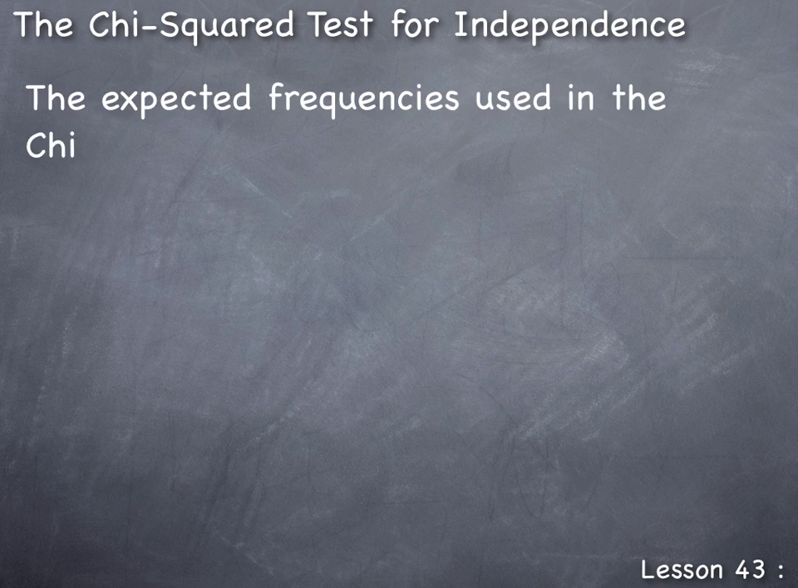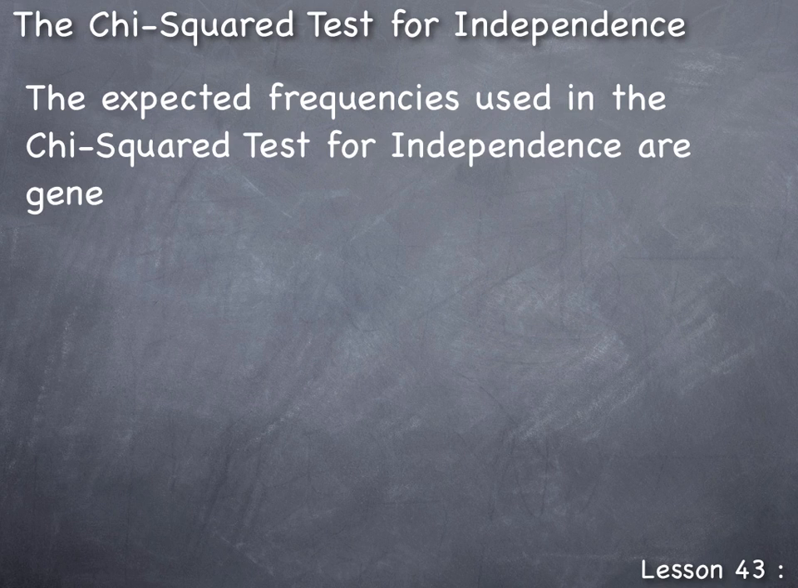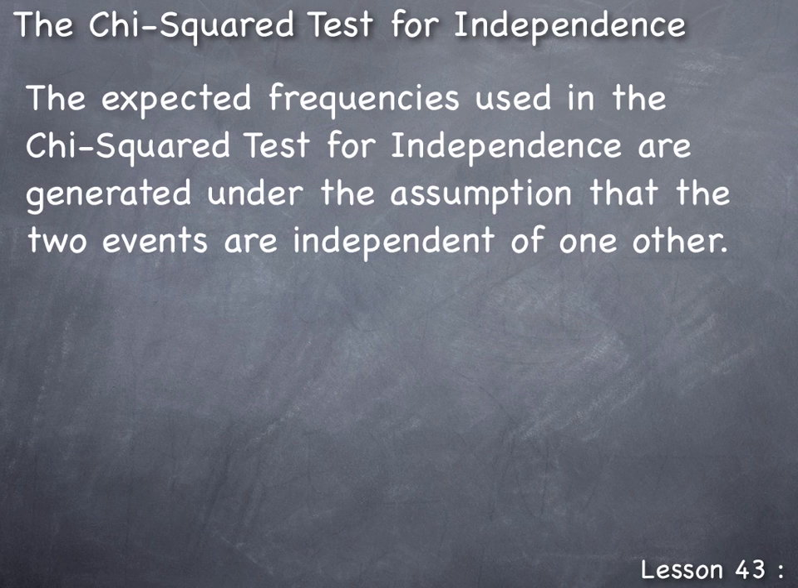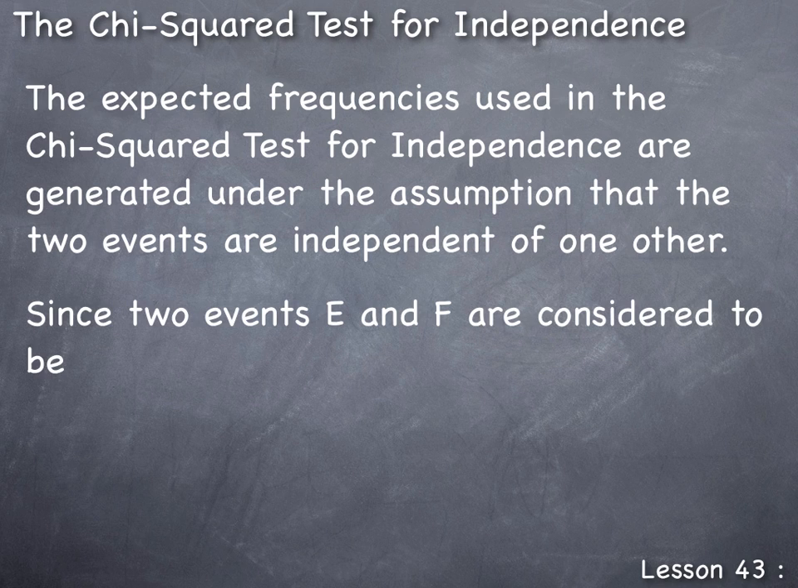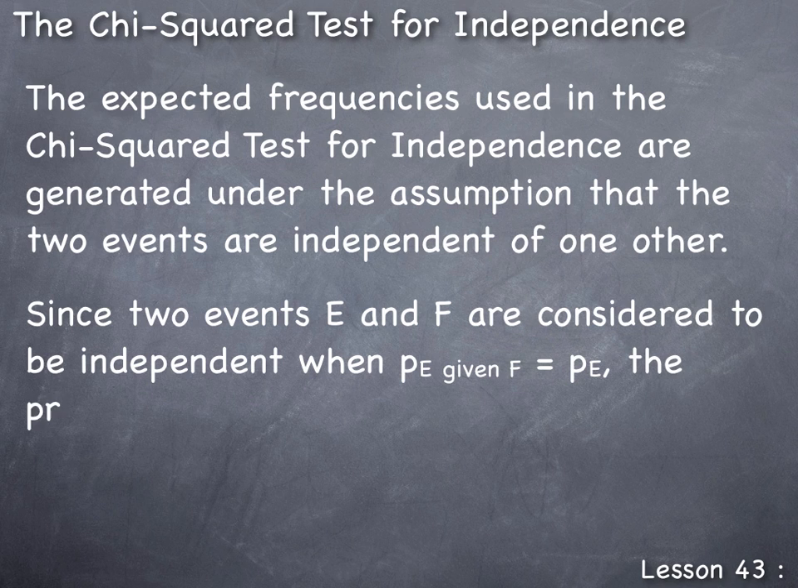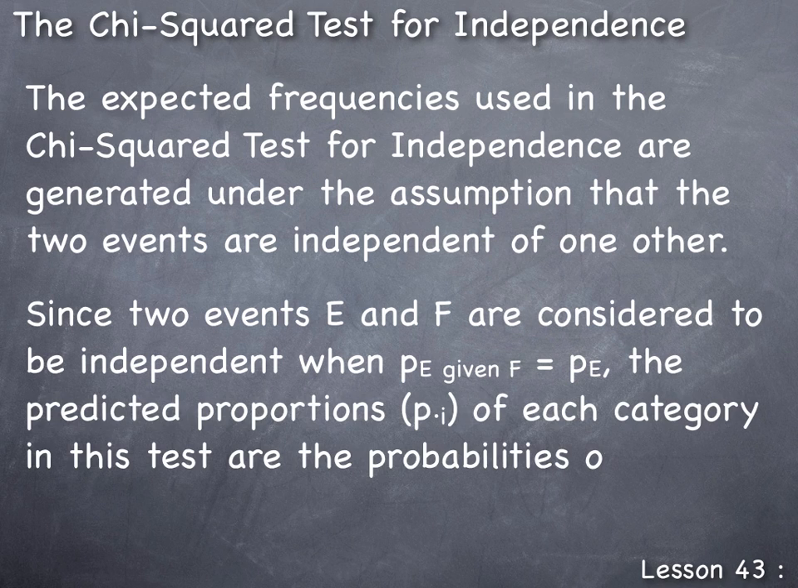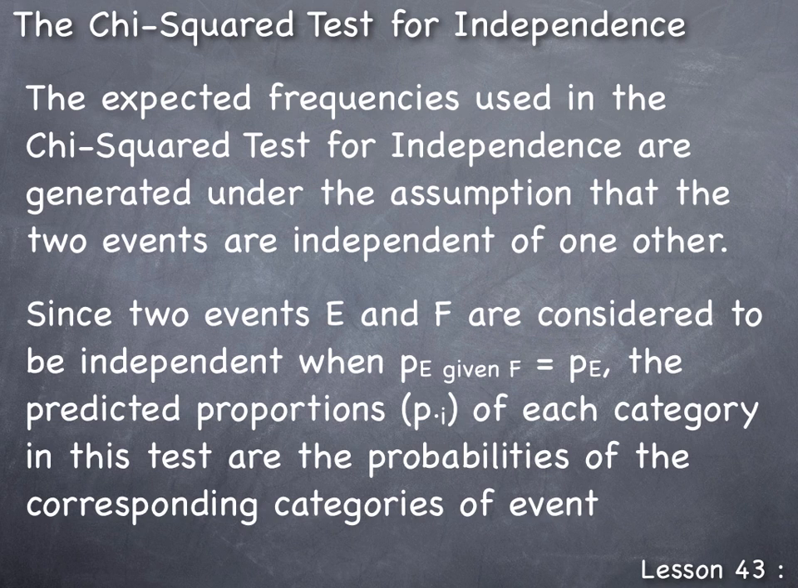The expected frequencies used in the chi-squared test for independence are generated under the assumption that the two events are independent of one another. Since two events, E and F, are considered to be independent when the probability of E given F equals the probability of E, the predicted proportions of each category in this test are the probabilities of the corresponding categories of each event E.